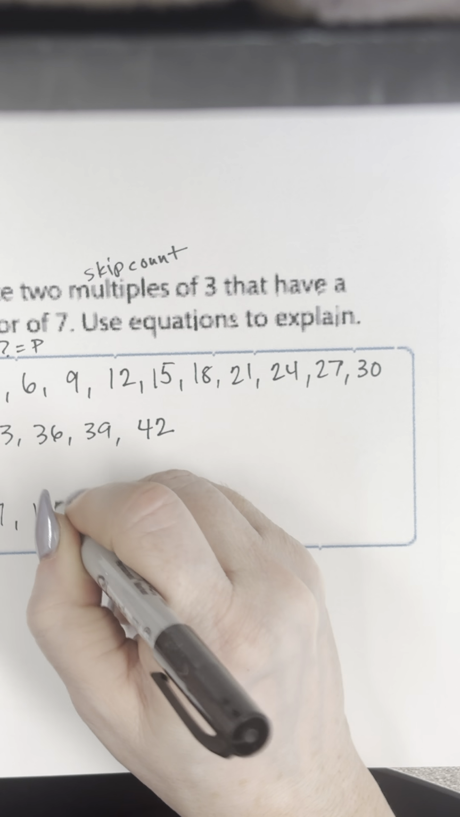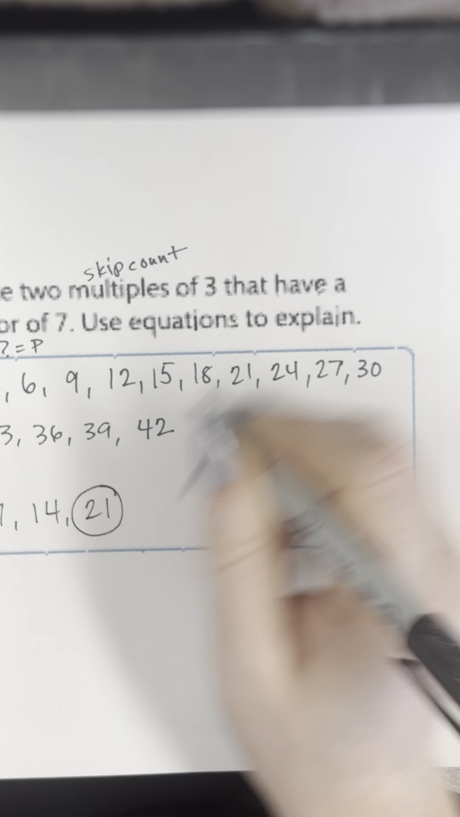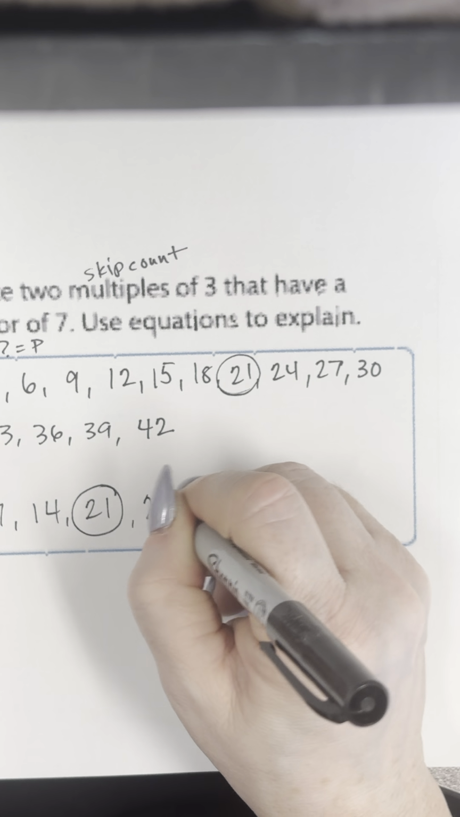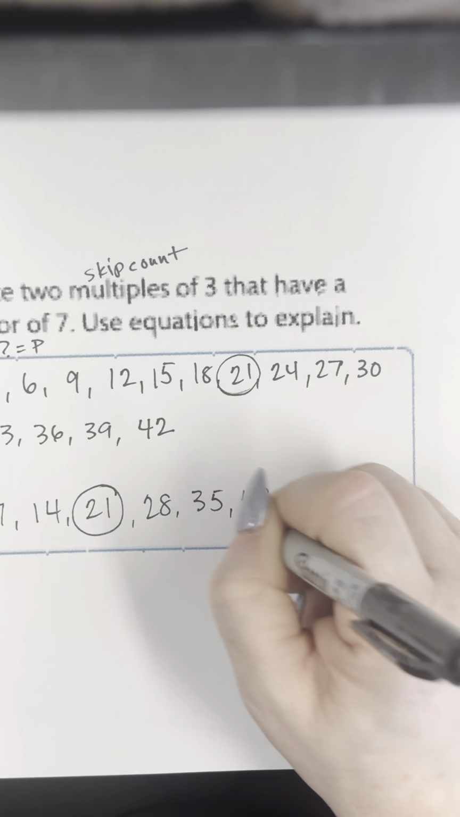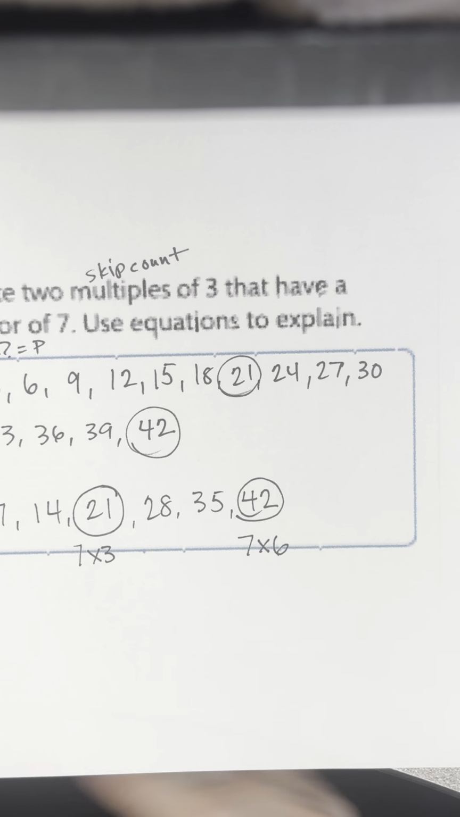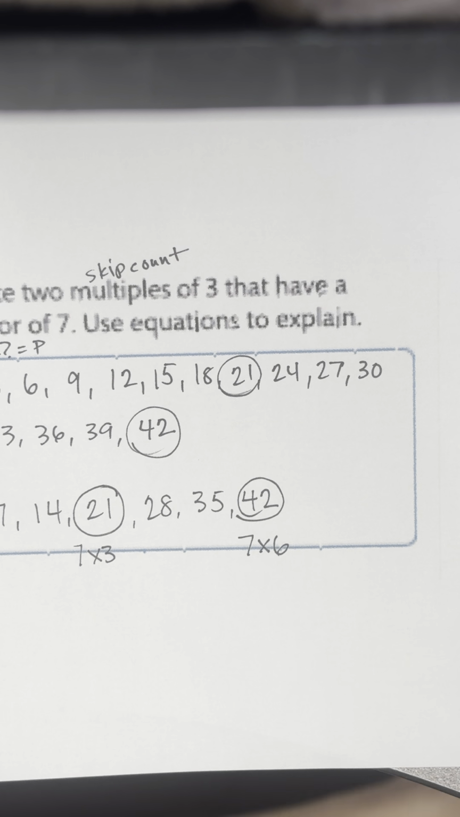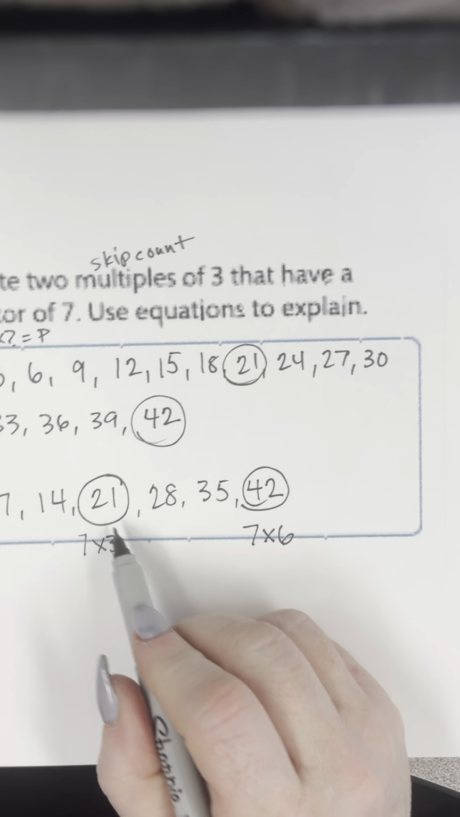7, 14, 21. Ooh, they match. 28, 35, 42. Oh, they match too. Now, I know we're not usually comfortable going past 30, but sometimes you have to get the right answer, okay? So 2 multiples of 3 that have a factor of 7. I know 7 times 3 is 21, and I know 7 times 6 is 42. And look, 21, if you just double 21, you get 42. Just saying.